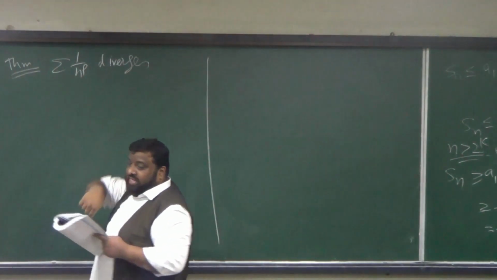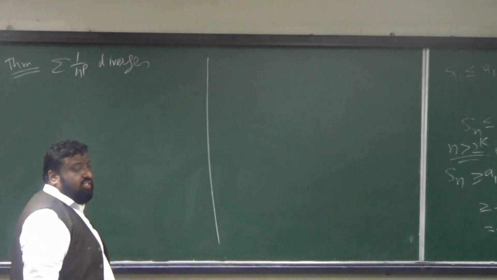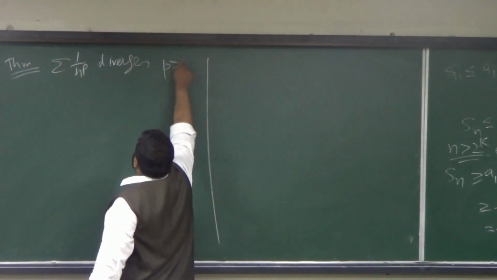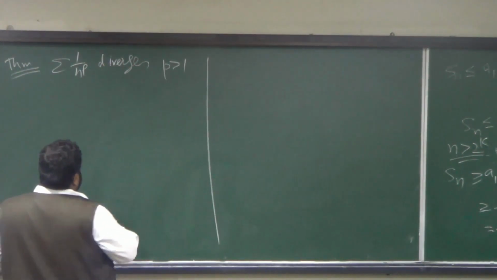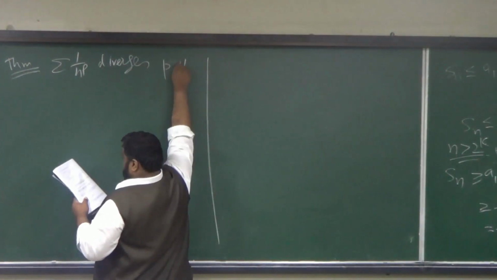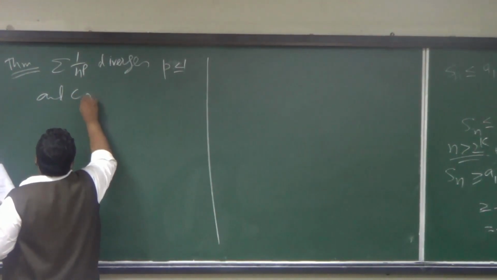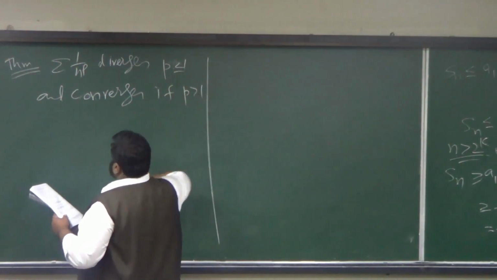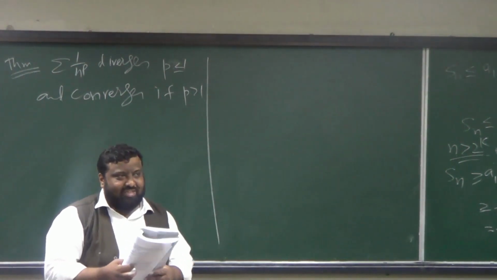So what is your guess? What should be the index p for the divergence? Greater than 1? Bigger than 1? Ah, p is less than or equal to 1 and it diverges, and if p is greater than 1 it converges. What is the famous name for it? P series test. P series.